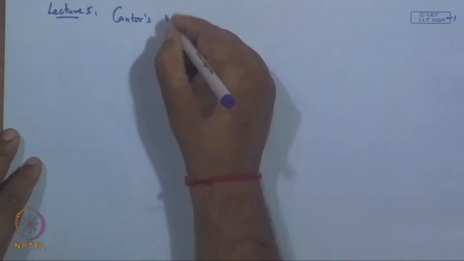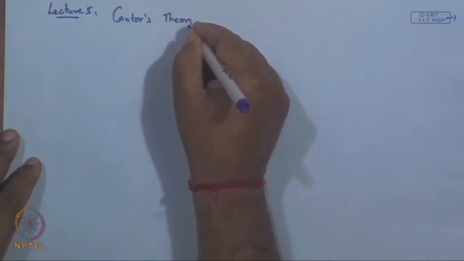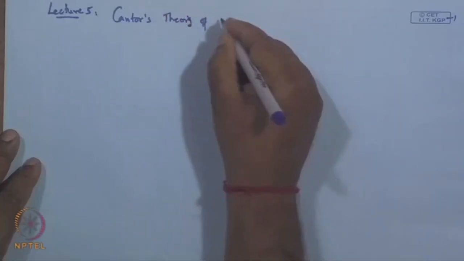So this way the theory has been developed, and though there is some problem in Cantor's theory, later on we will see that basically these two theories, one given by Dedekind and the other given by Cantor, are equivalent theories. Okay, so let's see Cantor's theory of irrational number.